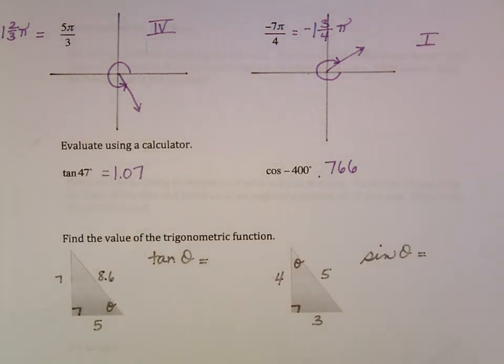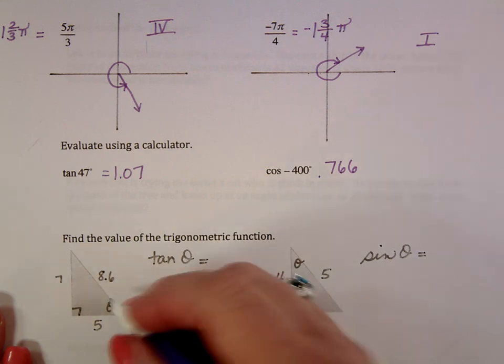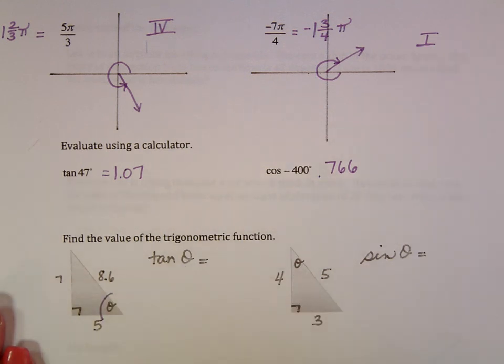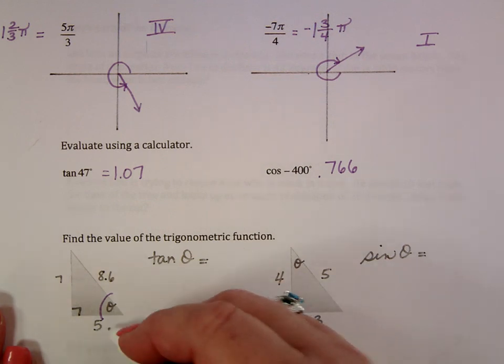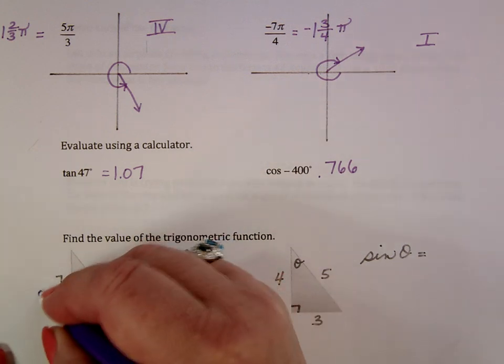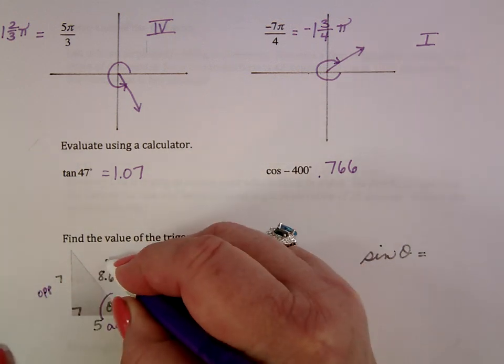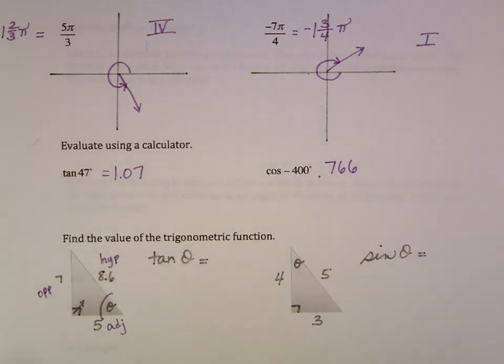Next set, find the value of the trig function. So you see how I've got the angle theta. You're going to locate the angle theta in your triangle, and then you're going to decide which sides you have, which one's the opposite, which one is the adjacent, and which one's the hypotenuse. And so if I'm looking at this angle, 5 touches it, so that would be the adjacent side. 7 is furthest away, that's the opposite side. And 8.6 is your hypotenuse because it is across from the right angle.